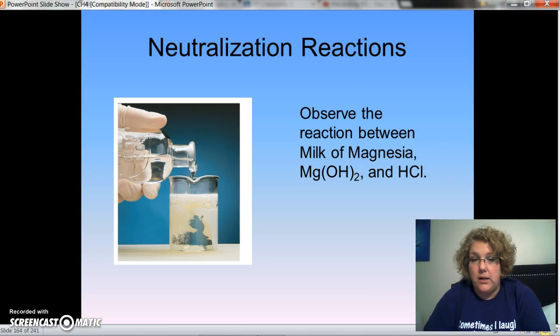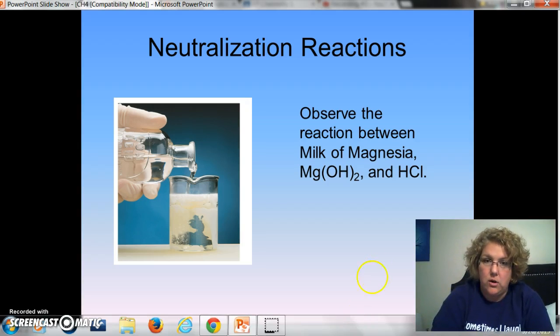Now, a reaction between milk of magnesia, which is MOM, that stomach medicine, Mg(OH)2, magnesium hydroxide, that's a base, and hydrochloric acid. Now, is magnesium hydroxide considered a strong base for us? Nope. It is in group 2, but it's not at the bottom of group 2. It's got to be calcium, strontium, or barium to be soluble. And so it isn't soluble. So it's not a strong base. So this is a weak base and a strong acid example.